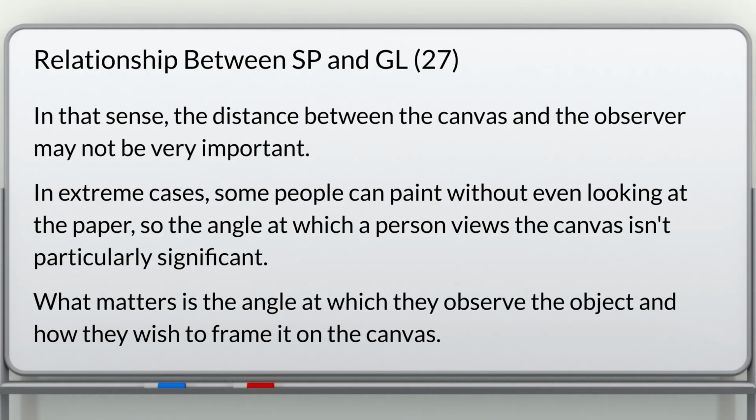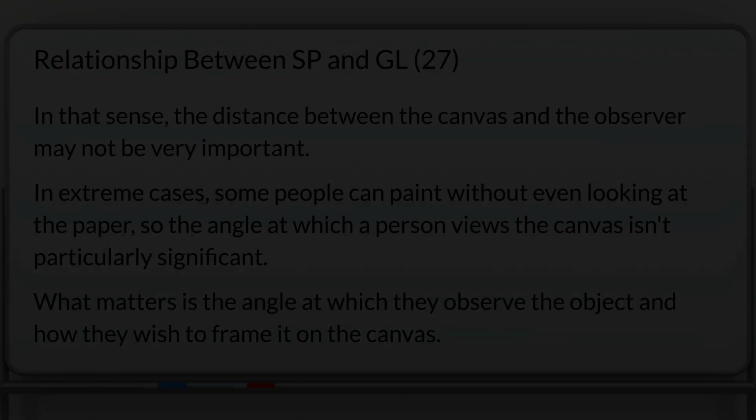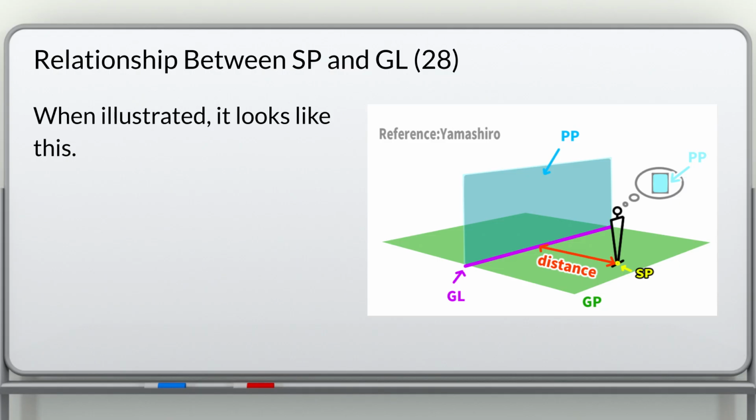In that sense, the distance between the canvas and the observer may not be very important. In extreme cases, some people can paint without even looking at the paper, so the angle at which a person views the canvas isn't particularly significant. What matters is the angle at which they observe the object and how they wish to frame it on the canvas. When illustrated, it looks like this.